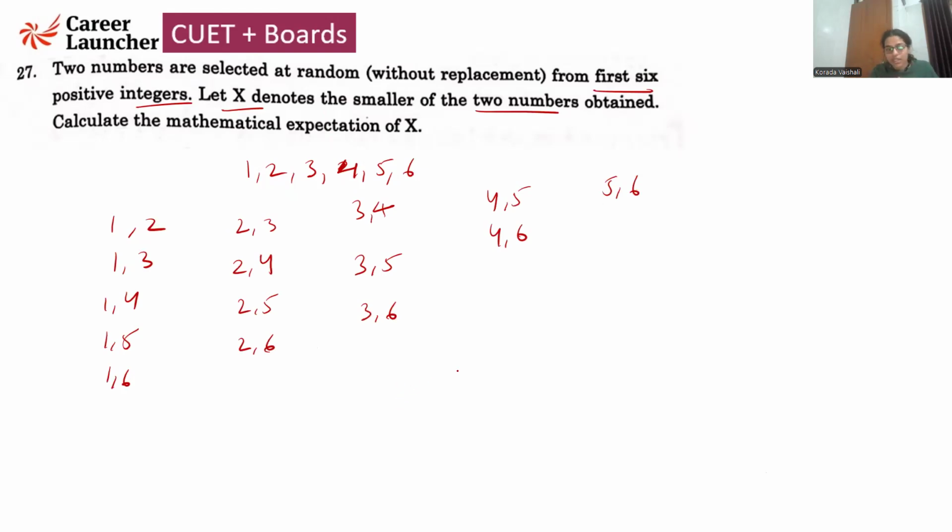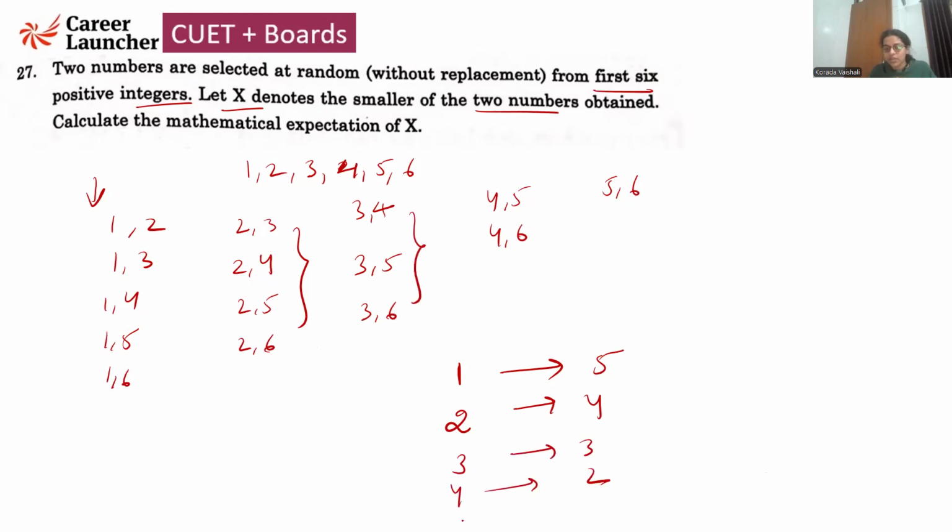Now, if I look at the first scenario, 1 is the smaller number when compared to 2, 3, 4, 5, and 6. So how many outcomes do I have in support? 5. And 2 is less than 4 numbers. 3 is less than 3 numbers. 4 is less than 2 numbers. And 5 is less than 1 number. So this is what we have as the table.